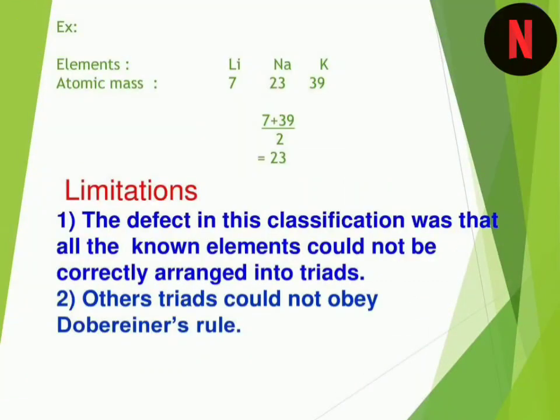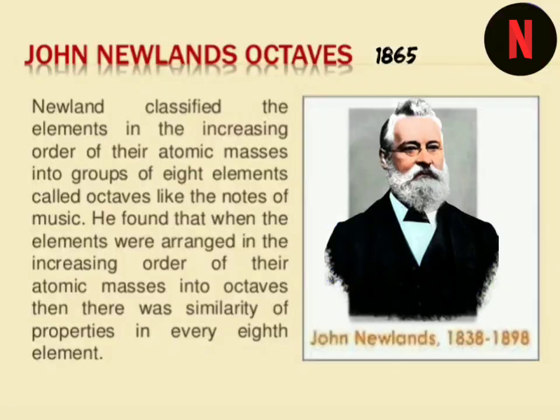The atomic masses of elements of the first triad, lithium, sodium, and potassium, are approximately 7, 23, and 39 respectively. It is clear that the atomic mass of the middle element, that is sodium, is the average of the atomic masses of the first and the third element, that is lithium and potassium. The demerit of this classification was that all the known elements at that time could not be correctly arranged into triads.